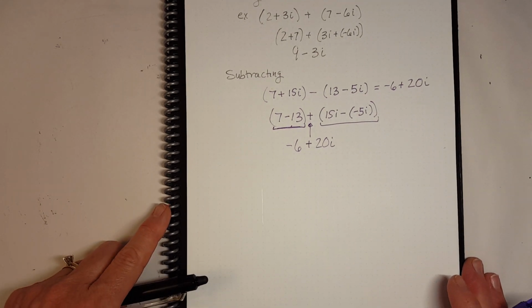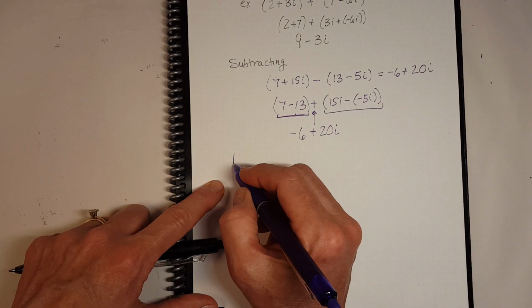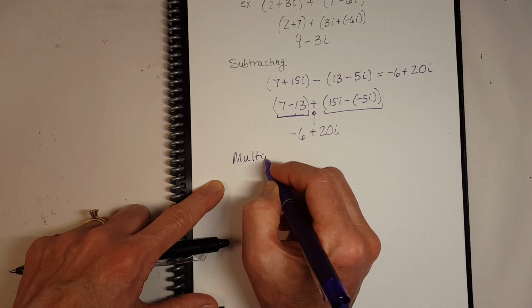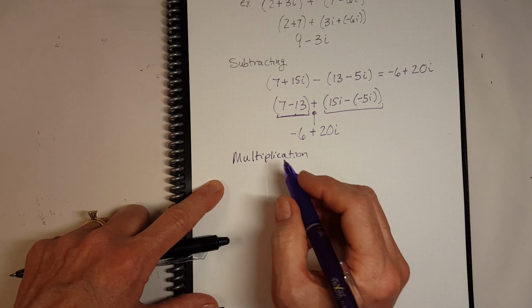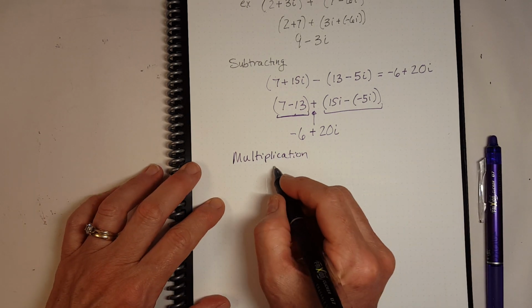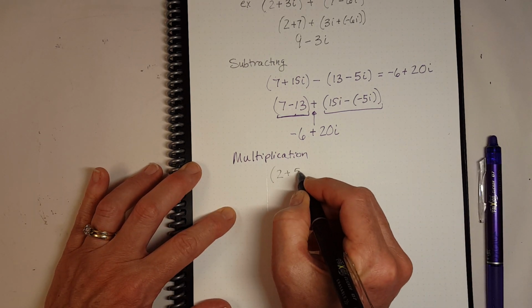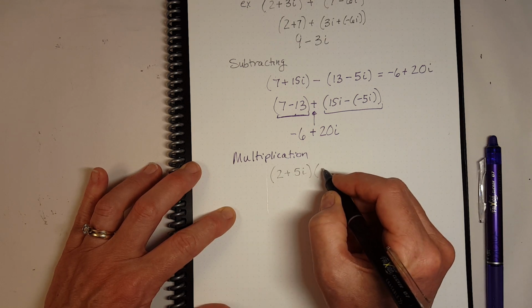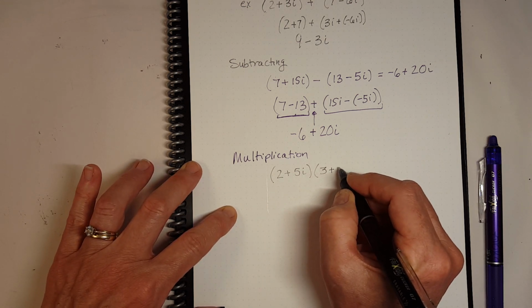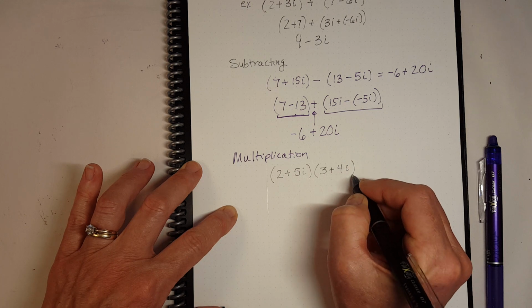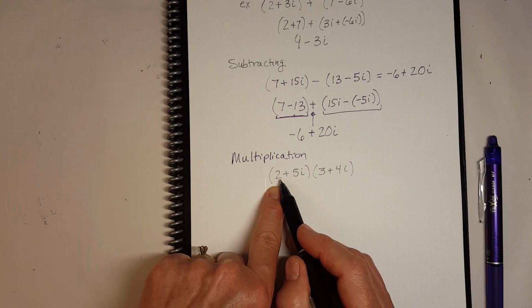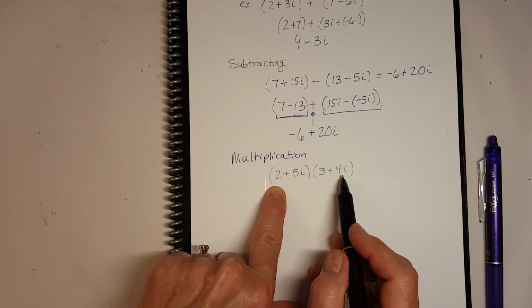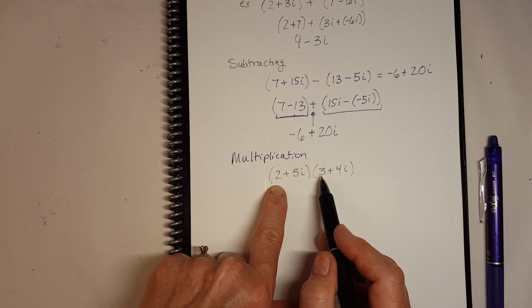Okay, now when we do multiplication, we need to use our FOIL techniques. So if we were to do 2 plus 5i times 3 plus 4i, we're going to either think about it as distributing both of the first into the second, or you can do it with the shortcut that we use in algebra, foiling, which is the shortcut for that.